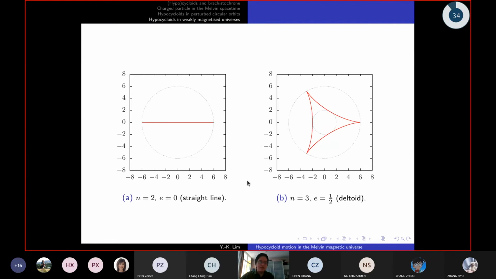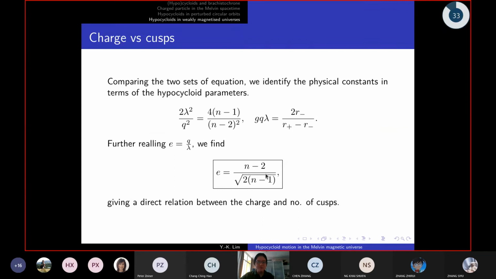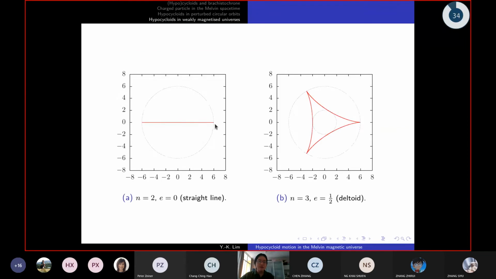So let's try to use this equation. If I put n equals 2, the lowest integer, you just get E equals 0. If I put that into my numerical code and let the particle run, I just get a straight line, which is perfectly expected because this is a zero charge, a neutral particle, so it's not affected by the magnetic force. It's only affected by gravity, and the potential due to gravity is just a potential well, so the particle is just oscillating in the potential well. That is pretty straightforward.